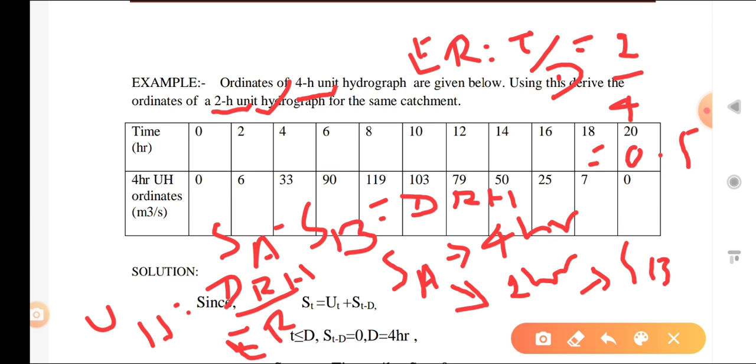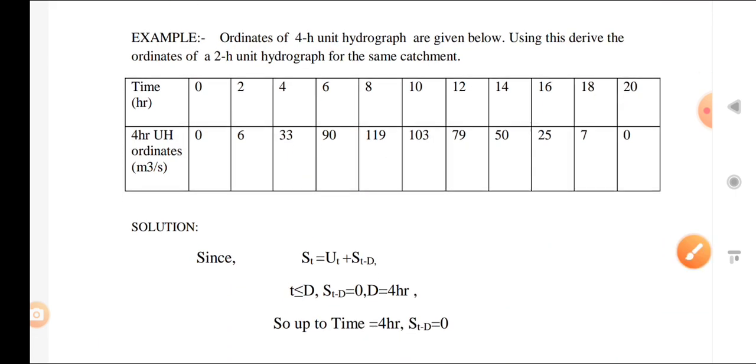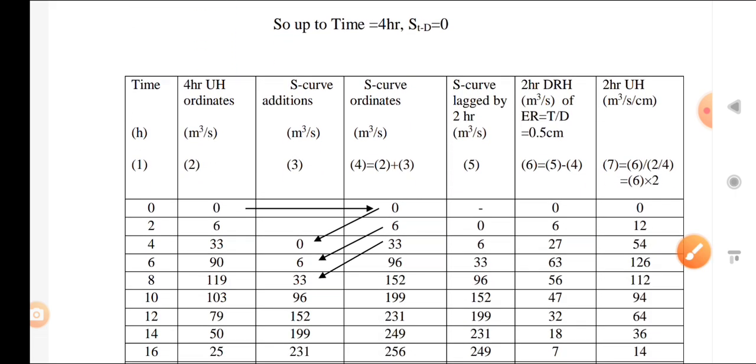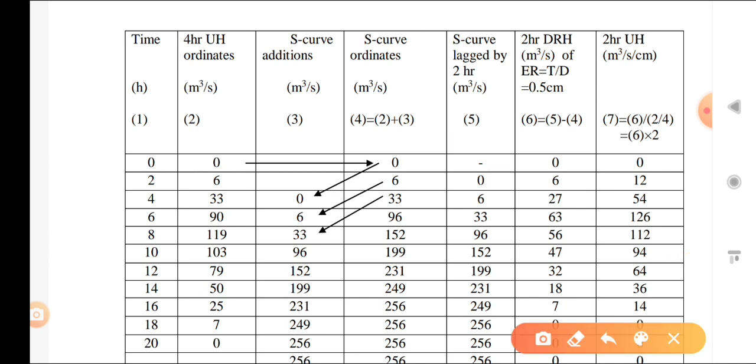Okay, so now we will see that same procedure in tabular form. You can see that. First of all, time is given to you, and the unit hydrograph is also given to you. Now we have to make the S curve, so for that we have to find the S additions also. You can fill in the entries 0, 2, 4, that is given, and the ordinates are also given. So now you know U naught goes to S naught, so 0 goes to 0.